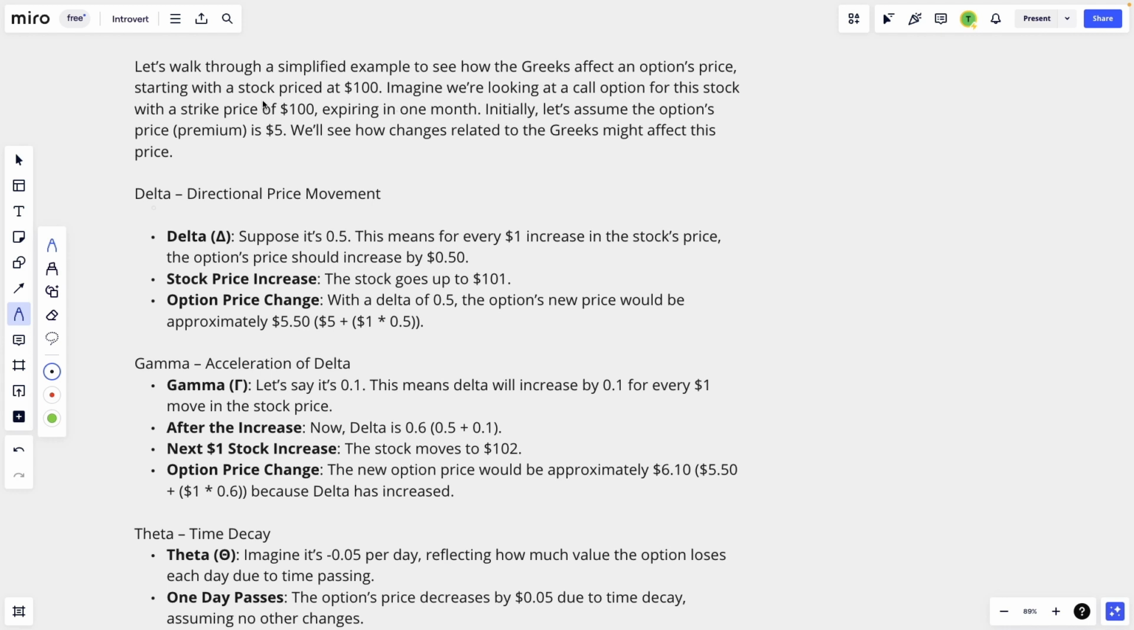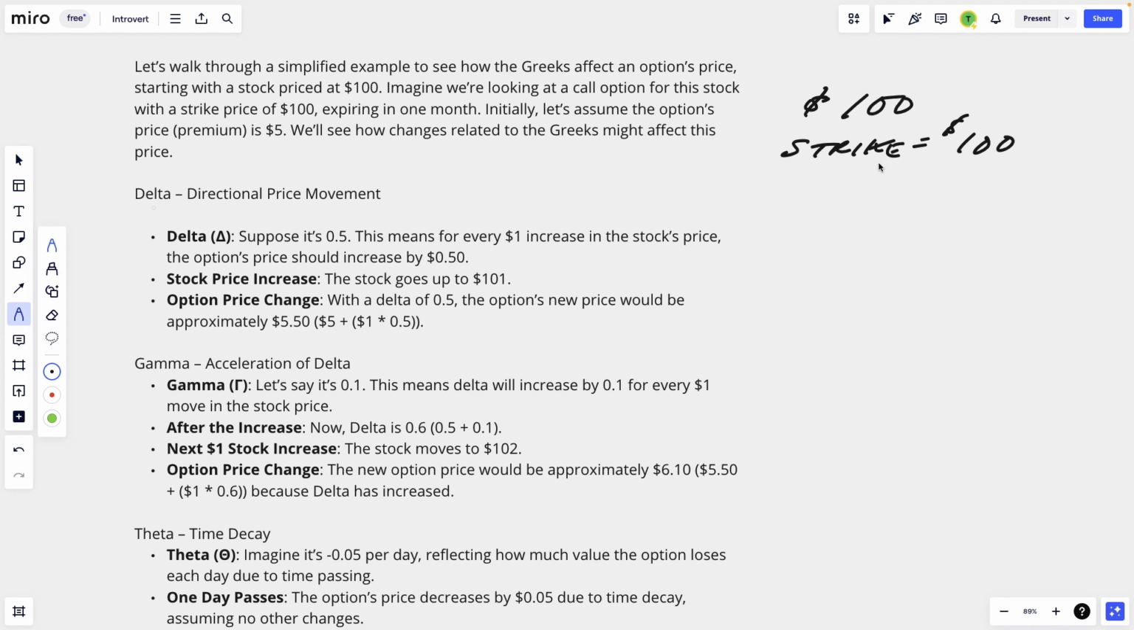And let's start with a stock price that is at $100. And let's imagine we're looking at a call option for this stock that has a strike price of $100. So the strike price is 100 and the stock is trading at 100. So what that means is that this option is at the money. If we can remember, in the money, at the money, and then out of the money.